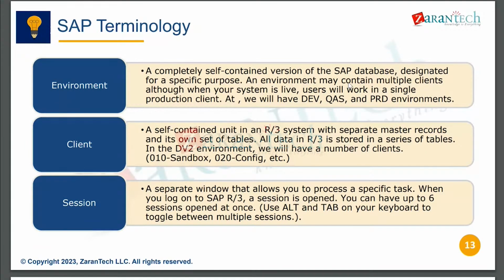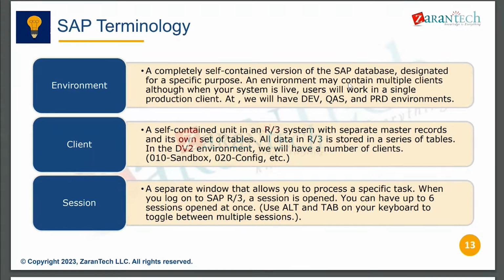Client: each environment has a different identifier as a client, like 100, 200, 300, or 010, 020, 030. It depends on the industry. It is a three-character client identifier, so each environment will have a separate identifier for the client.